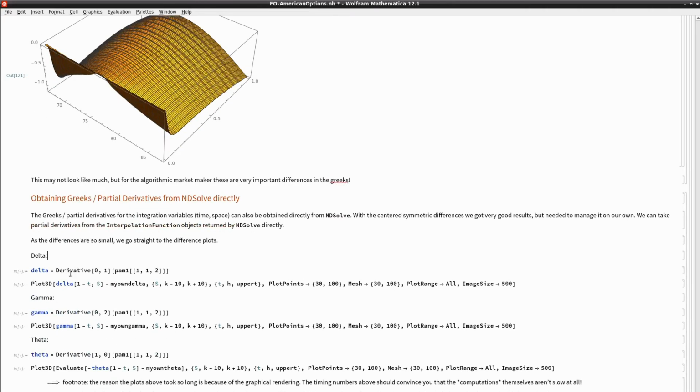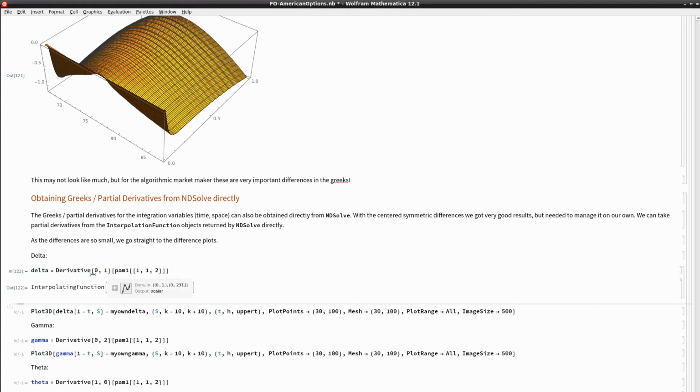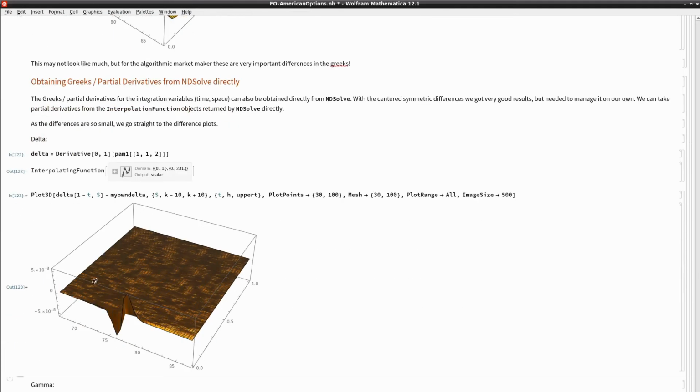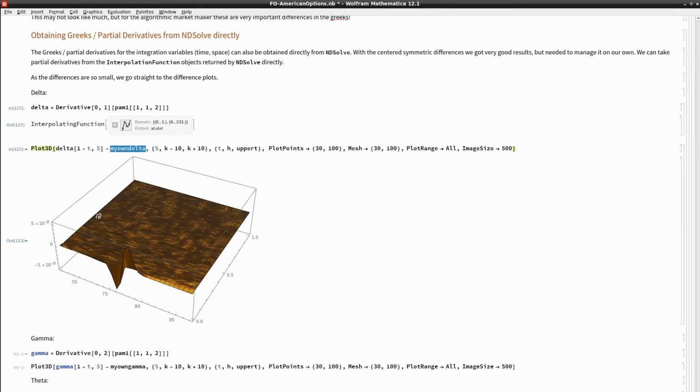So let's look at delta. We can take our computed solution that we have, right? We have already computed this, and we can use derivative 0, 1 directly on it. So that means no derivative in the time dimension and the first derivative in the space dimension. And I call it delta. And if I now take the difference between that delta and my own delta, you remember I called it my own delta. Above I had intercepted that variable because I knew I was going to use it here.